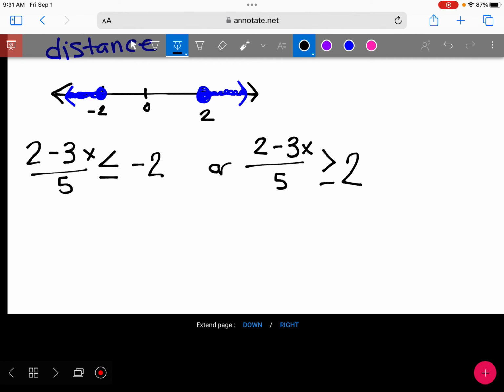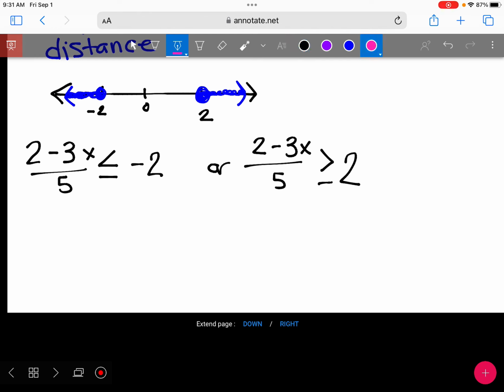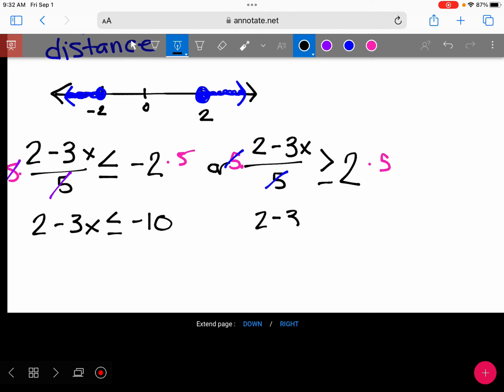What are we going to do with the 5? Multiply by the 5. Times 5 on all the sides. We have so many sides. You can work both cases at the same time if you want to, because they're generally going to use the same operations, or you can do it as two separate thought trains. It does not matter. So these 5s cancel out, and we're going to get 2 minus 3x is less than or equal to negative 10. On the other case, we're going to have 2 minus 3x is greater than or equal to positive 10.